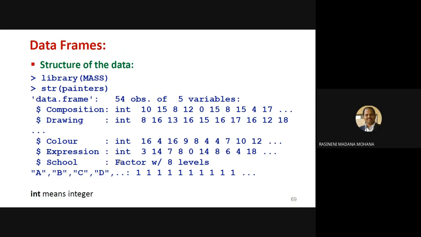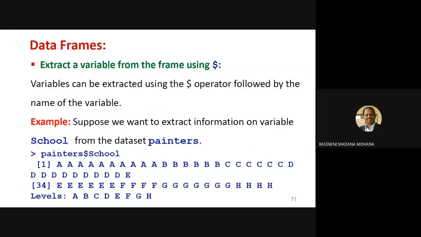Now the structure of the data frame. Then extract a variable from the data frame using the dollar symbol. This dollar symbol we already used within the database name. So if you want to display a particular attribute's values, you can use the database name or data frame name, dollar, the attribute name. Suppose if you want to display schools from the data set painters, use the data frame name painters dollar school. Now it displays all the school names.